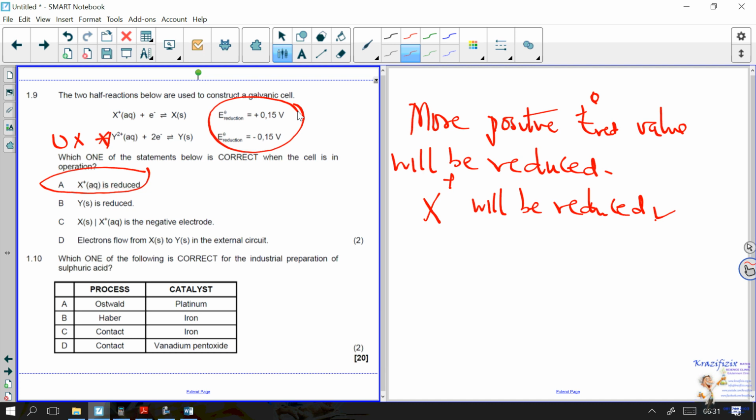Which one of the following is correct for the industrial preparation of sulfuric acid? Sulfuric acid is prepared by contact process, and the correct catalyst is vanadium pentoxide. That's said, done, and dusted. Let's run through to our organic chemistry, question number 2.